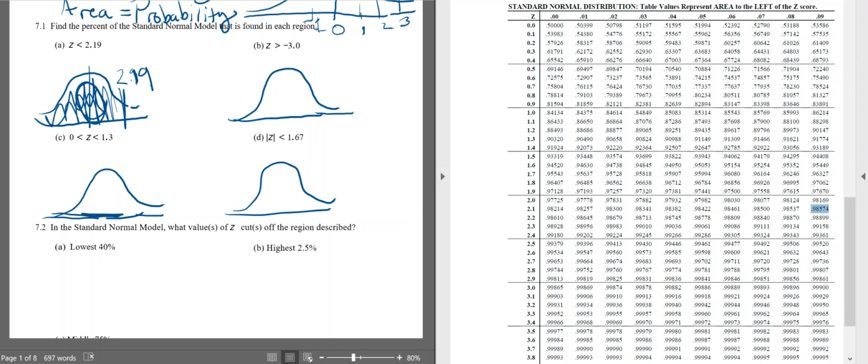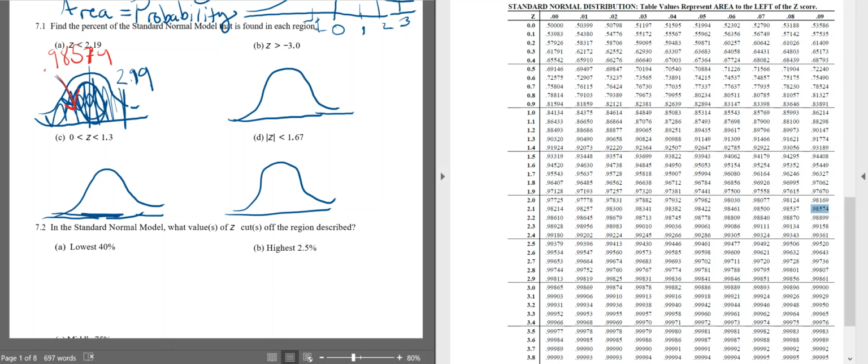This area is 0.9851. Is that a 1? That's a 7. I can read 4. So the probability that I get a z-score that is less than 2.19 is 0.98574. That's a lot. So pretty much everything, remember total area is 1, is below 2.19.